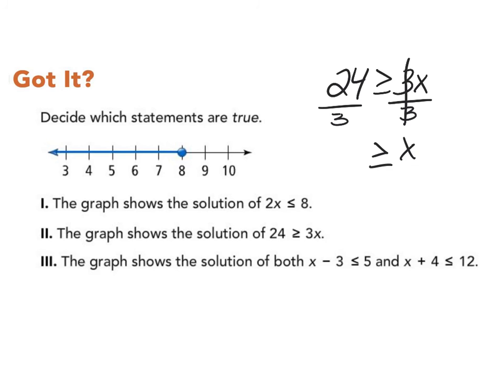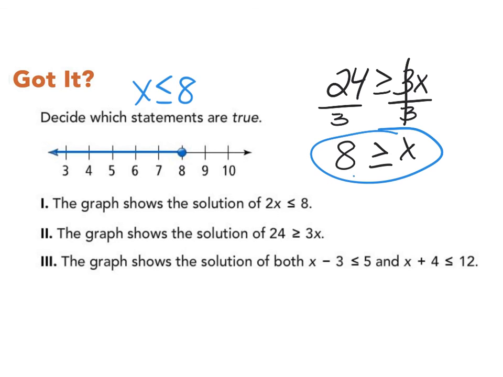Right side, they cancel out. 3 divided by 3 is 1. Left side, 24 divided by 3 is 8. Now remember what this graph says. It says x is any number that is less than or equal to 8. Now look at what we came up with. 8 is greater than or equal to x. They're exactly the same, right?